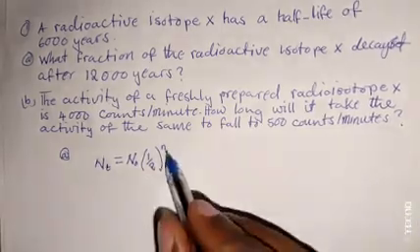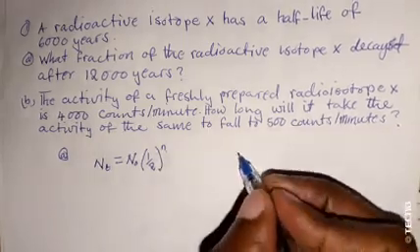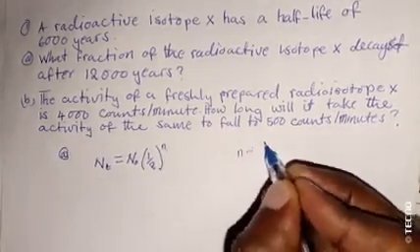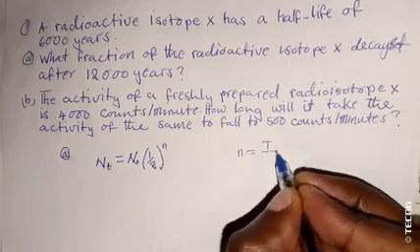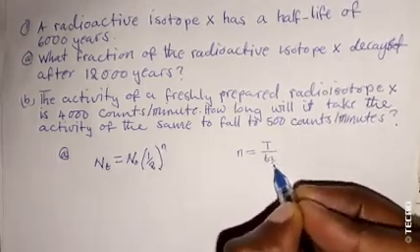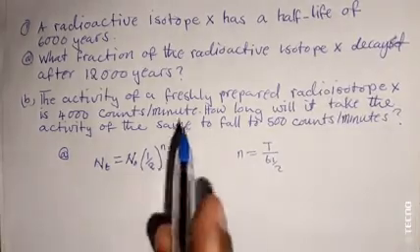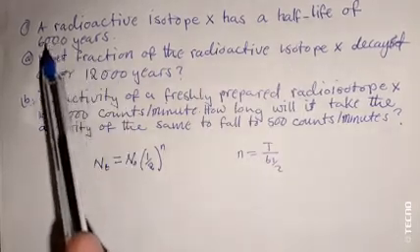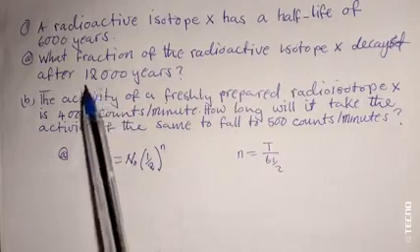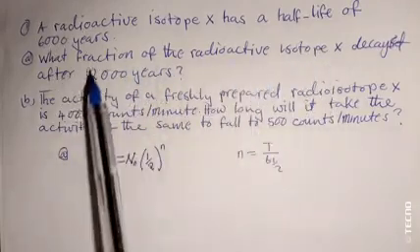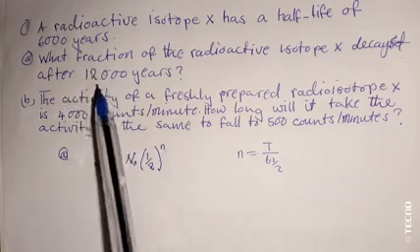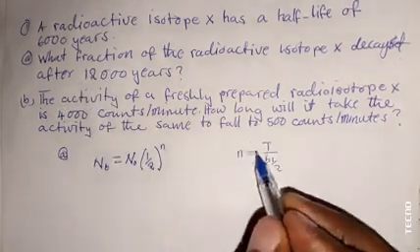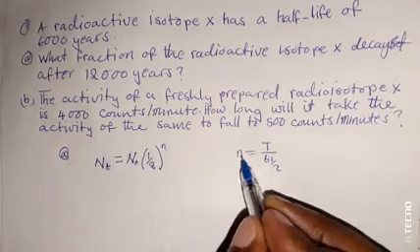Now, in order for us to find this n, we say n is equal to total time taken over half-life. Having this information, we have been given the half-life, which is 600 years, and the total time it would take for this radioactive substance to decay is 12,000. So we are going to use this formula to find the number of half-lives.